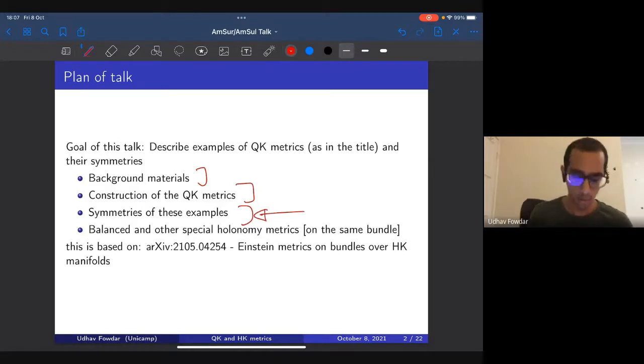And towards the end of this talk, I will talk about some other interesting metrics which also occur on these bundles over hyperKähler manifolds. These are going to be balanced Hermitian metrics and some other special holonomy metrics. And everything I say today is going to be based on this arXiv reference here.